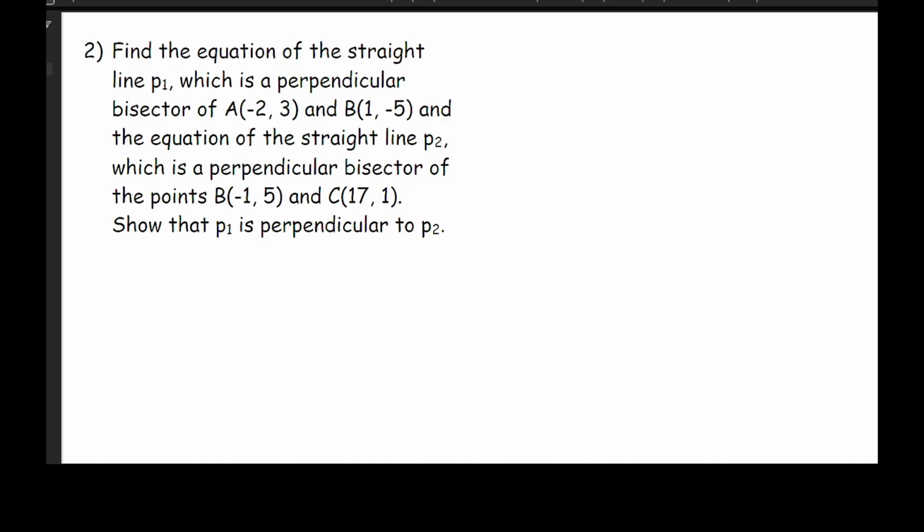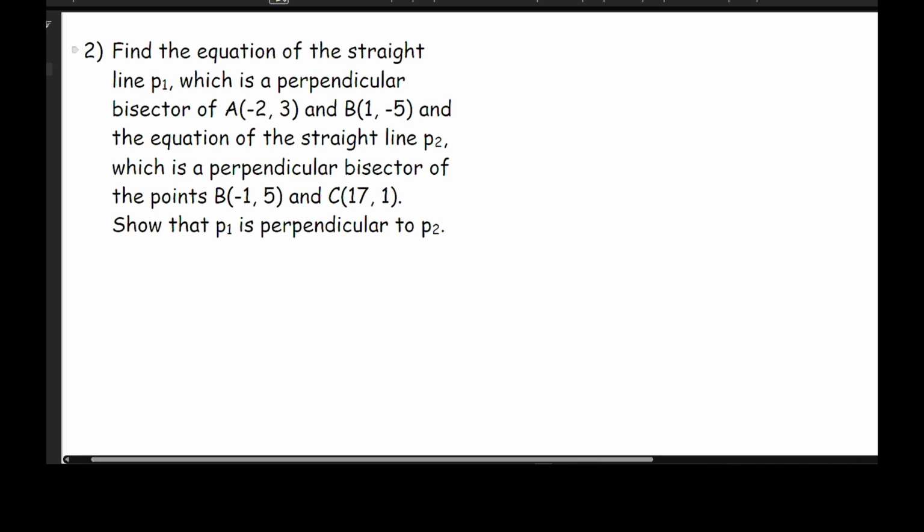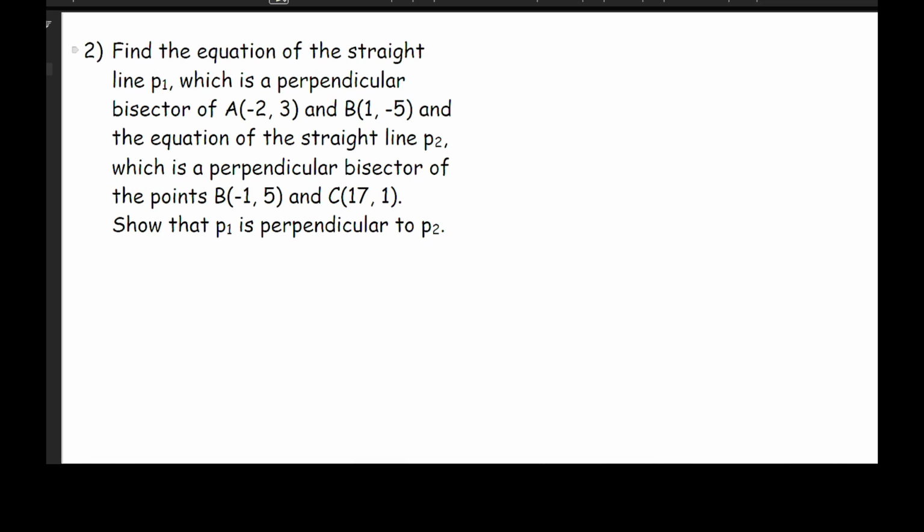Now moving on to our second contextual question, it says find the equation of the straight line P1, which is a perpendicular bisector of the coordinates A and B, and the equation of the line P2, which is a perpendicular bisector of B and C. And the question's also asking us to show that P1 is perpendicular to P2. So with this particular question, there's 3 things we need to do. The first thing we need to do is to find P1. Then we need to find P2. And then what we need to do is show that P1 is perpendicular to P2.